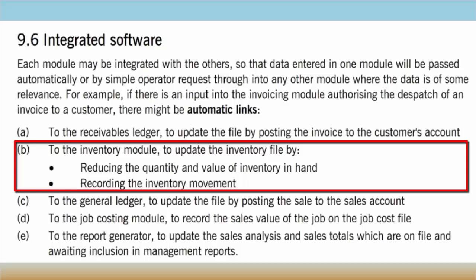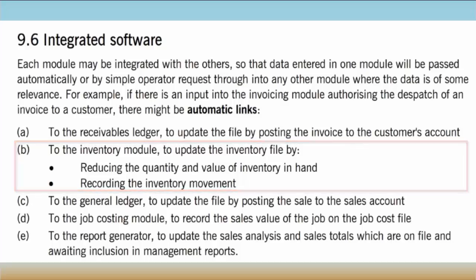Second, the inventory area reacts. If the invoice releases goods, the quantity on hand goes down and the value of stock reduces. The software also writes a tiny movement story. So later, you can see that these units left the store because of this invoice on this date. That movement story is your audit trail inside inventory.